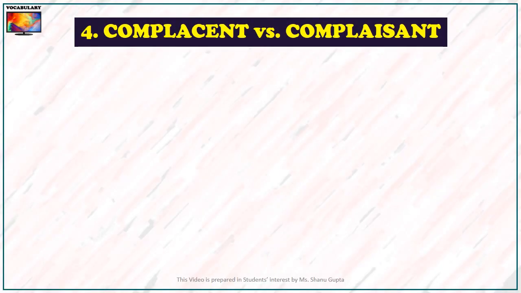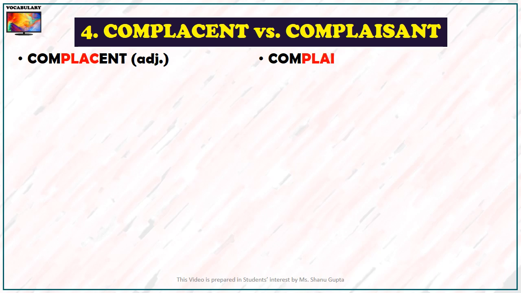Next word pair is complacent versus complaisant. These words have almost similar spelling, the only difference being "placent" in complacent and "plais" in complaisant. And both words, in fact, share their origins because both the word roots "plac" and "plais" mean to please. The trick to learning these words is to learn them through the shared connection of please.